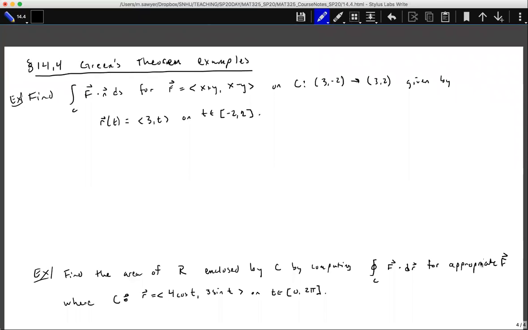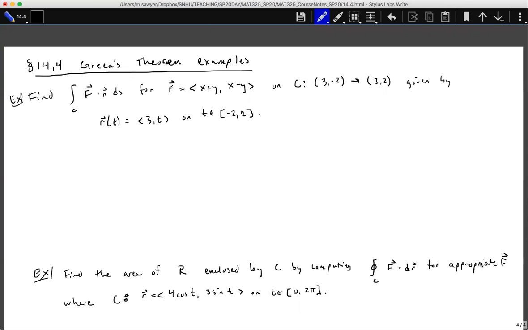Welcome to section 14.4. This is Green's theorem examples. So let's look at the vector field. Let's look at the integral over the curve C of f dot n ds for the vector field f = ⟨x + y, x − y⟩ on the curve from the point (3, −2) to (3, 2), given by r(t) = ⟨3, t⟩ for t from −2 to 2.